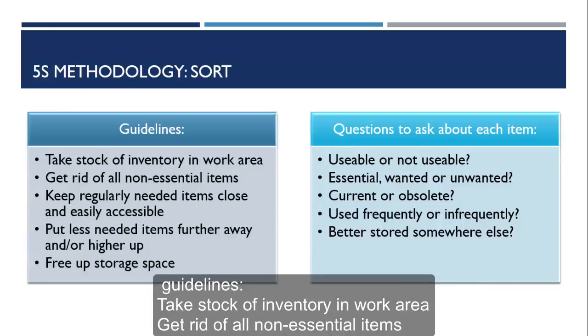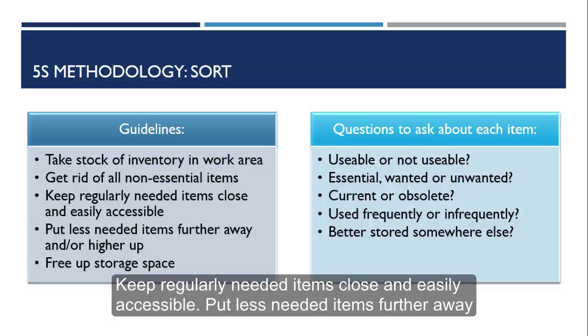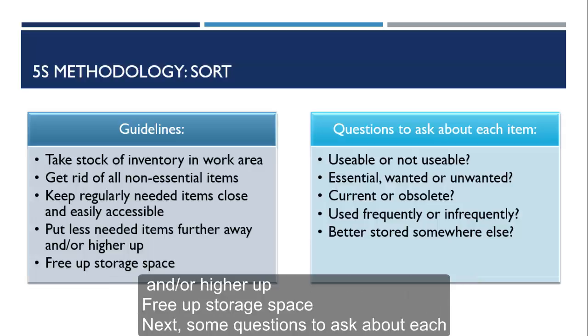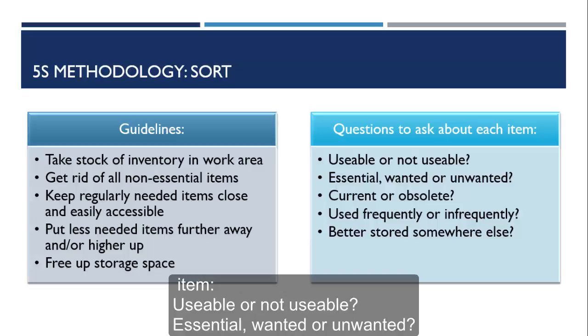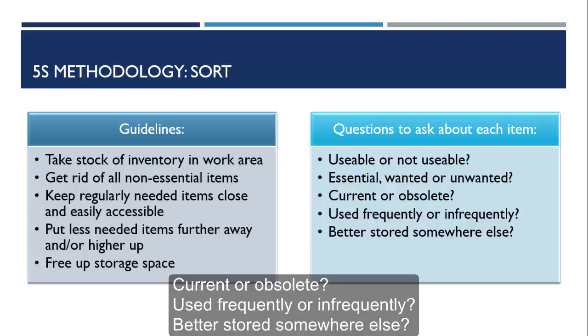Take a stock of inventory in the work area. Get rid of all non-essential items. Keep regularly needed items close and easily accessible. Put less needed items further away and/or higher up. And free up storage space. Next, some questions to ask about each item: usable or not usable, essential, wanted or unwanted, current or obsolete, used frequently or infrequently, or better stored somewhere else.